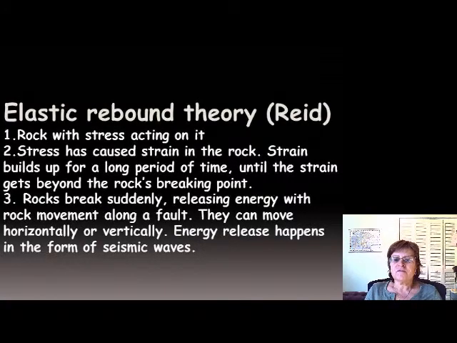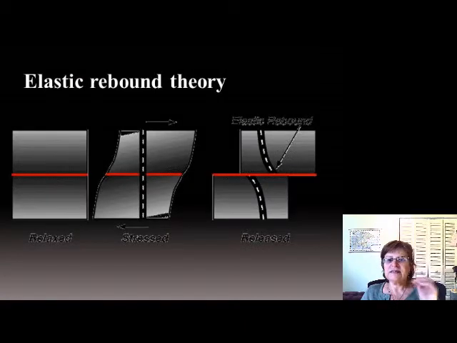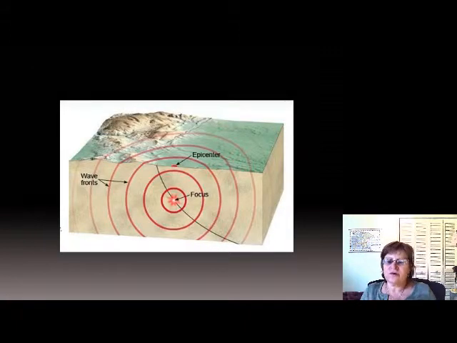The faults can move horizontally or vertically, and the energy will be released in the form of seismic waves. And this shows you just the pictures for the elastic rebound theory. This is the rock just relaxed, that's the stressed one, and this is when it's breaking.